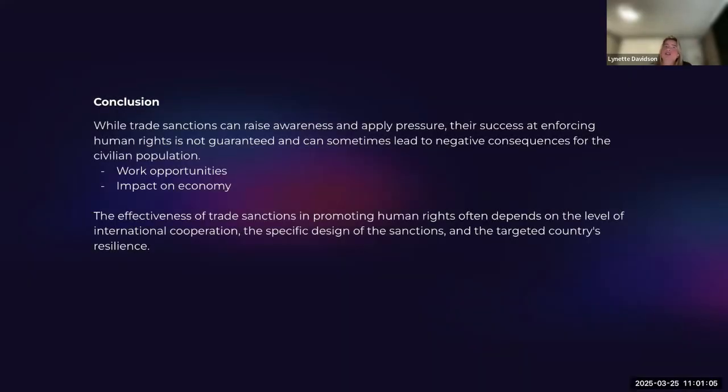So, in conclusion, while trade sanctions can raise awareness and help to apply pressure, their success is not guaranteed, and they can sometimes lead to negative consequences as well. Think about work opportunities for people in the country involved, or the negative impact on the economy. So the question, is it effective? That really depends on the level of international cooperation, the targeted country's resilience, and the design of sanctions. There is not a yes or a no we can put here to answer the question.